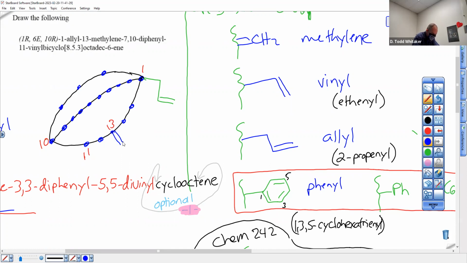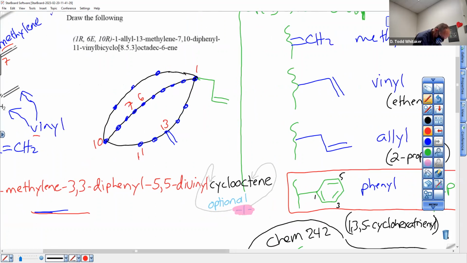7's got a methyl. And there's a double bond between 6 and 7. I should have done that. 1, 2, 3, 4, 5, 6 to 7. There's a double bond. Make sure you put a double bond in there. And we need it to be E. And there's a group on 7.